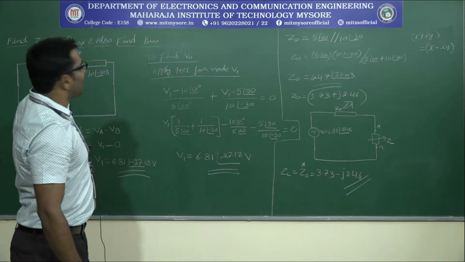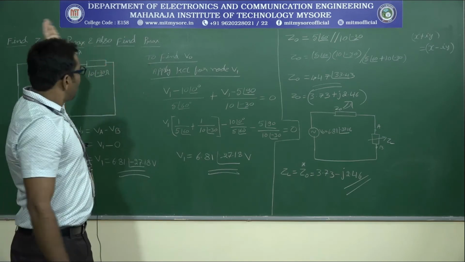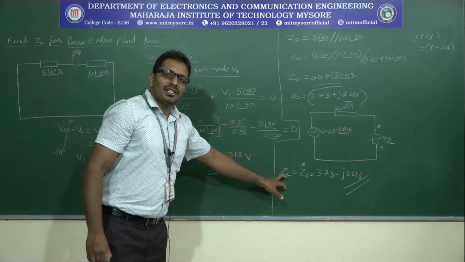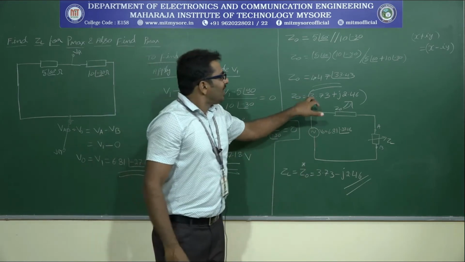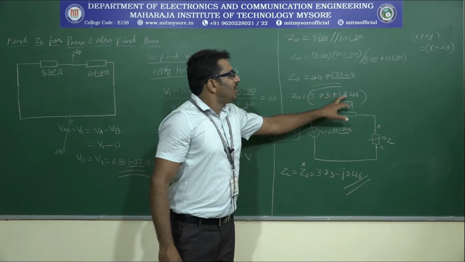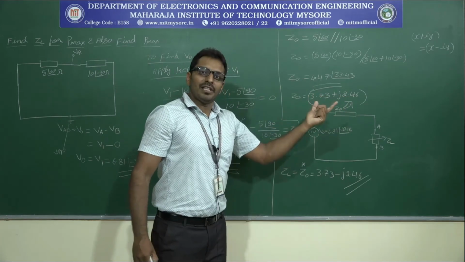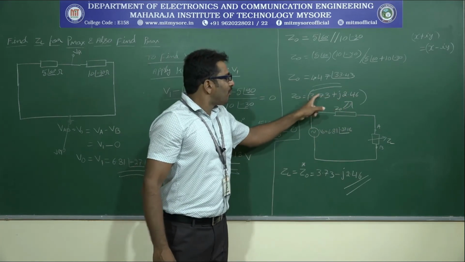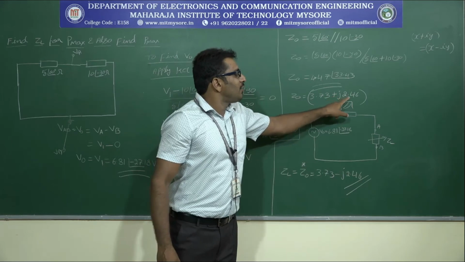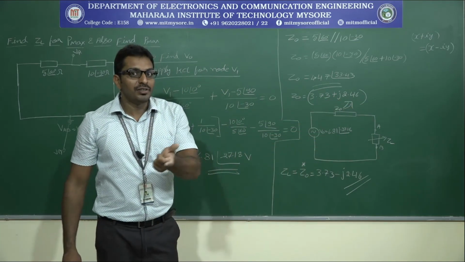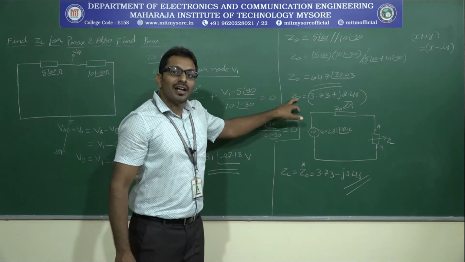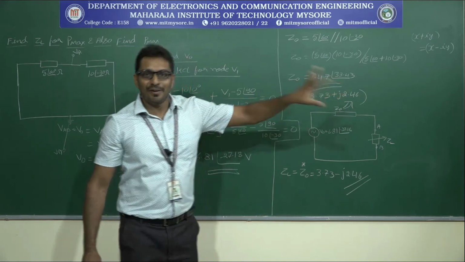In order to transfer maximum power from source to load, what is the condition? ZL is equal to the complex conjugate of Z0. Then what is Z0? 3.73 plus j2.46. Then what is the complex conjugate of Z0? 3.73 minus j2.46. I hope now all of you understood why I suggested to write Z0 in rectangular form.